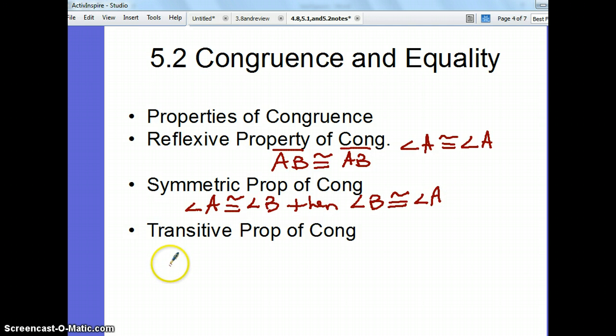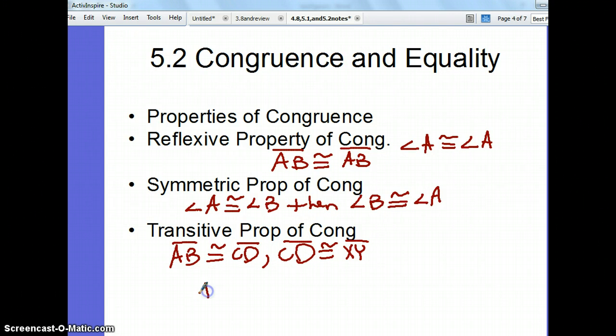And the transitive property: segment AB is congruent to segment CD. Segment CD is congruent to segment XY. Therefore, segment AB is congruent to segment XY.